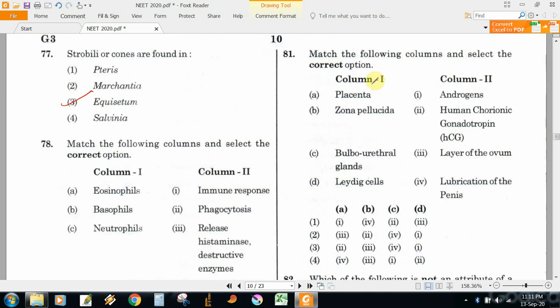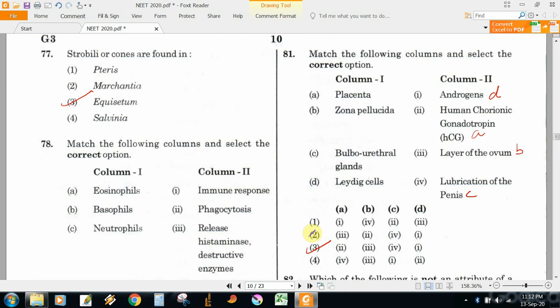Again, match the following. Column 1 is placenta, zona pellucida, bulbourethral glands, Leydig cells. Next we are having androgens, HCG, layer of ovum, lubrication of penis. So lubrication of penis is because of the bulbourethral glands, that is C over here. Layer of ovum is the zona pellucida, that is B. And HCG is coming from the placenta, A, and androgens is mainly produced by the Leydig cells, hence it is D. So based upon this, you can see that the third option is the right one over here.